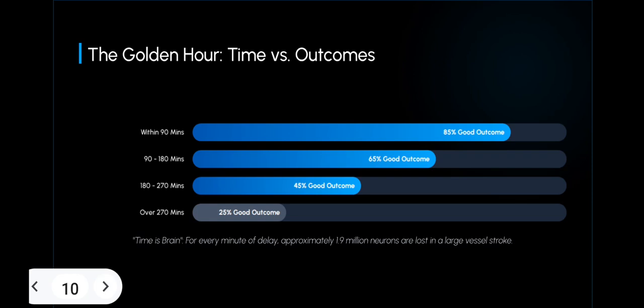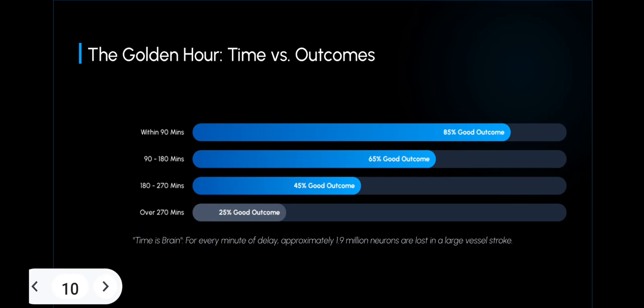The golden hour, time versus outcome. So, what are the odds between time versus outcome in saving lives? Within 90 minutes, we can achieve 85% good outcome. Within 90 to 180 minutes, we can achieve 65% good outcome. Within 180 up to 270 minutes, we can see some 45% good outcome. Over 270 minutes, we can see 25% good outcome, which is a little lower.